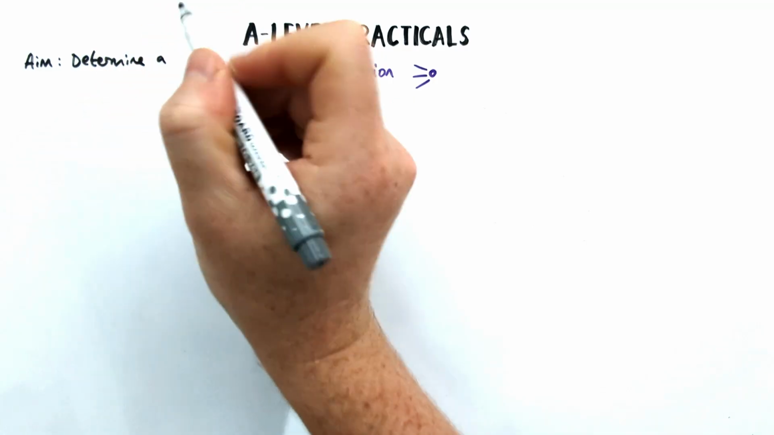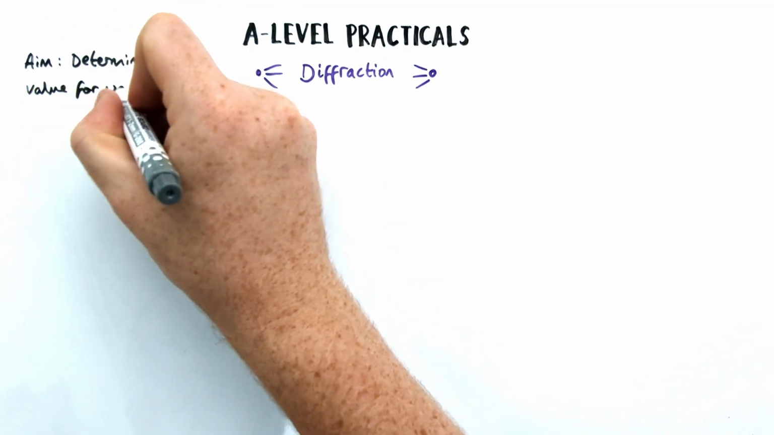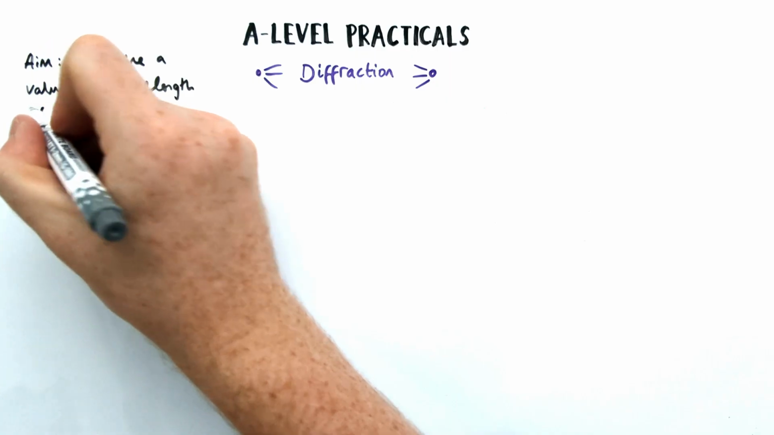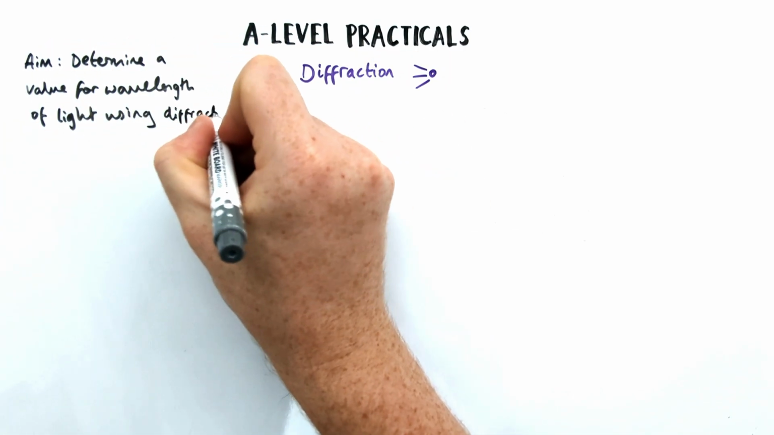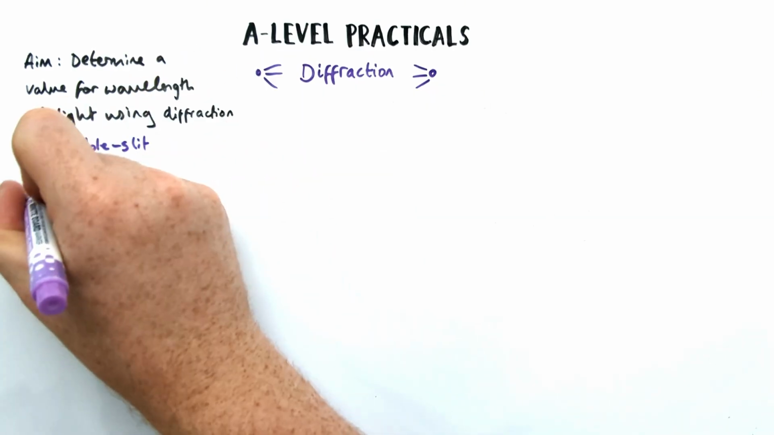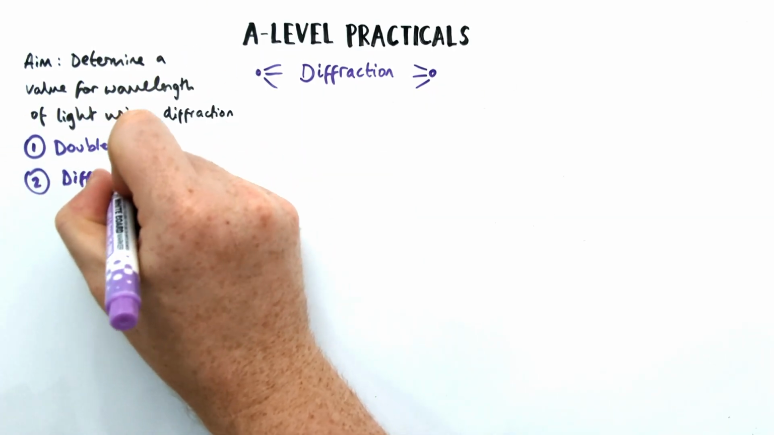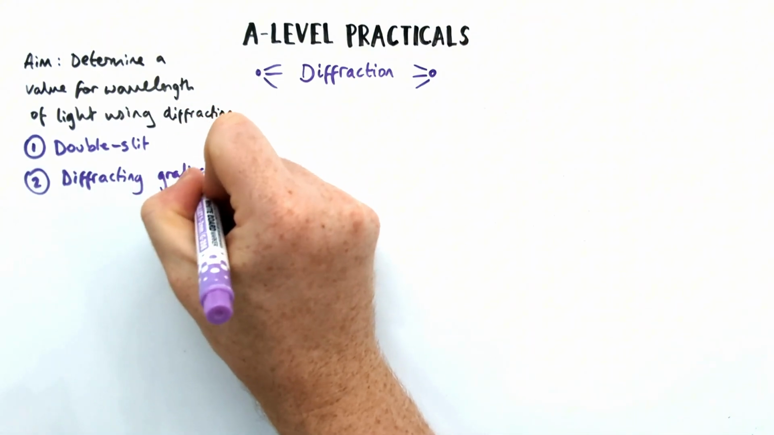Diffraction proves the wave-like nature of light, but for this practical the aim is to determine an actual value for the wavelength of different colours of light using diffraction. There are two versions to it, or your school might get you to do both. One is using the double slit arrangement, and the second one is to use a diffraction grating.